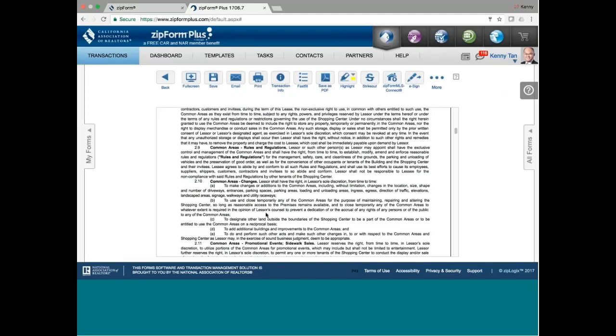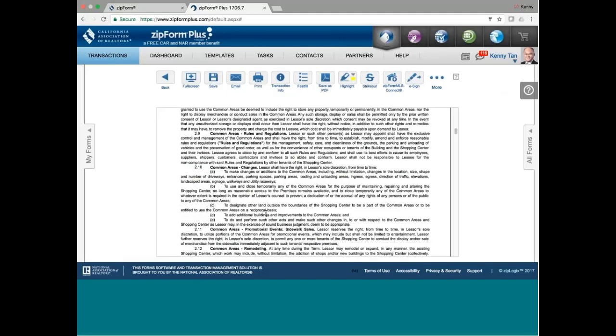Common area changes. Let's talk about that one. It says, lessor shall have the right in lessor's sole discretion from time to time to make changes or additions to common areas. I think this is quite a common provision in standard leases for industrial or commercial, where the landlord has a right to make changes to the common area. The tenant usually does not have any ability to object to any changes that the landlord makes.